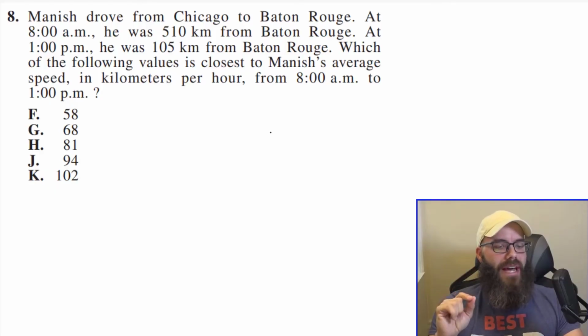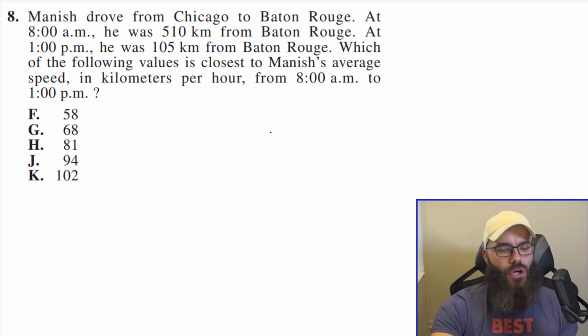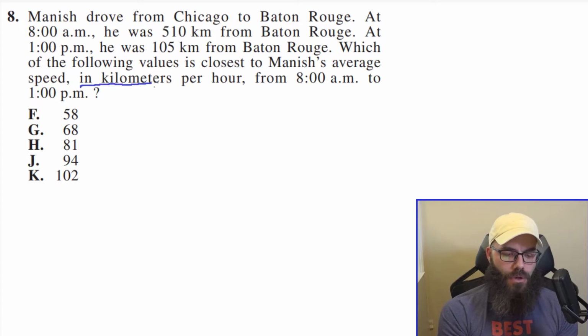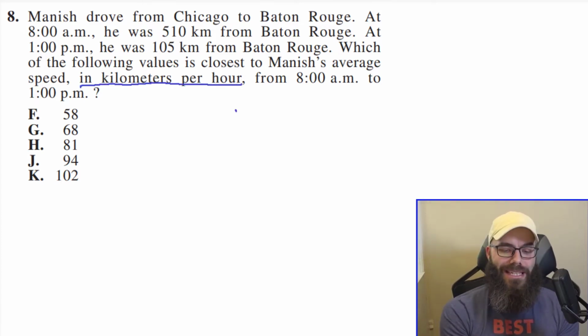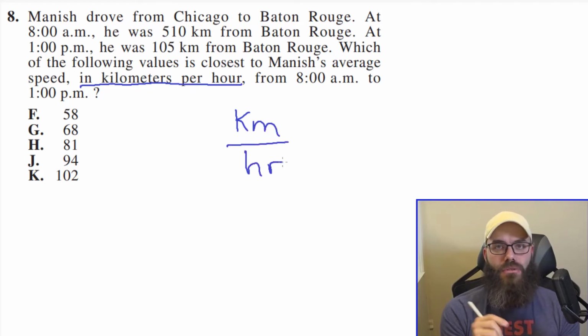Which of the following values is closest to Manish's average speed in kilometers per hour from 8 a.m. to 1 p.m.? So let's just talk about some terms here. Anytime you hear something per hour or per anything, per means to divide. So we need our kilometer unit to be in our numerator and our time unit, which is hours, to be in our denominator. So let's see here.